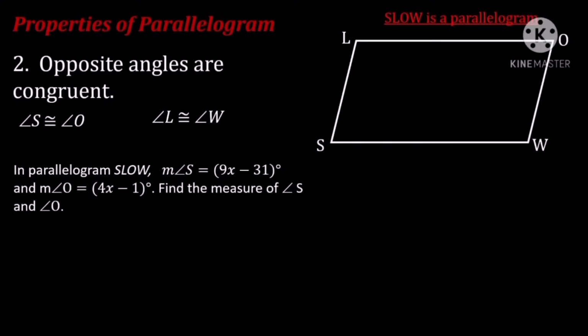Okay, let's have another example. In parallelogram SLOPE, the measure of angle S is equal to 9x minus 31 degrees, and the measure of angle O is equal to 4x minus 1 degrees. Find the measure of angle S and angle O.